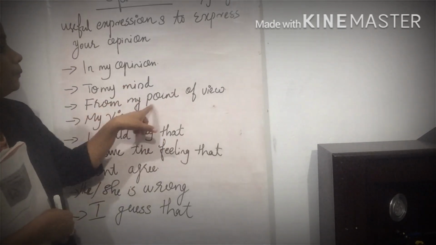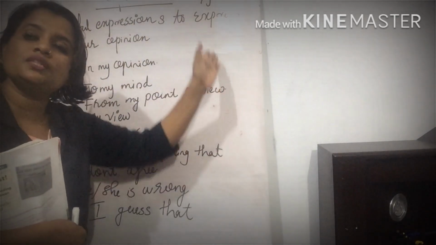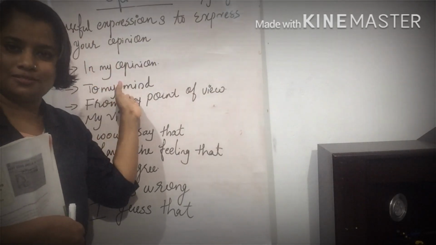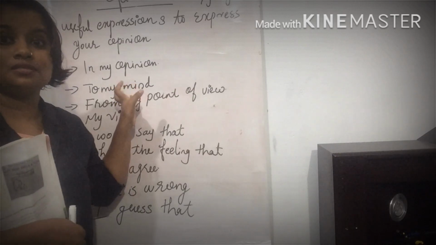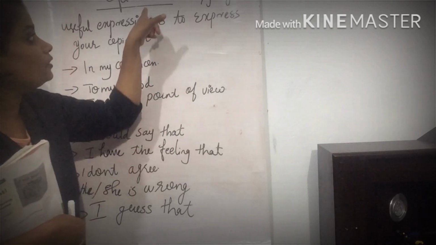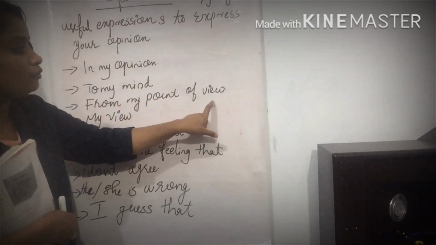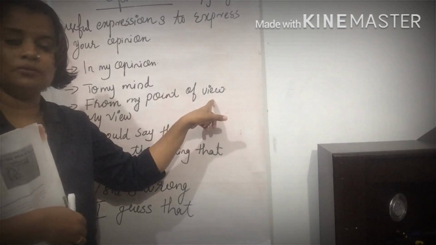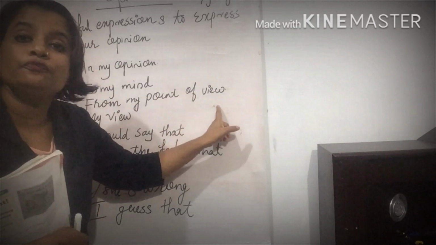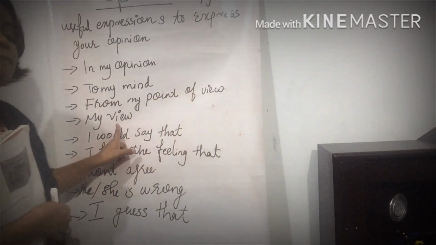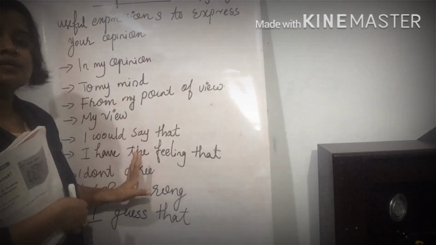Next one is from my point of view. Most of the time you can use opinion in debate competitions. If there is any debate, it's a kind of conversation and discussion. So mainly we use different kinds of opinion. If you want to express your point of view, then you can say, yes, according to me, or from my point of view. Okay, the next one is my view. So everything is interrelated. One is related to another.